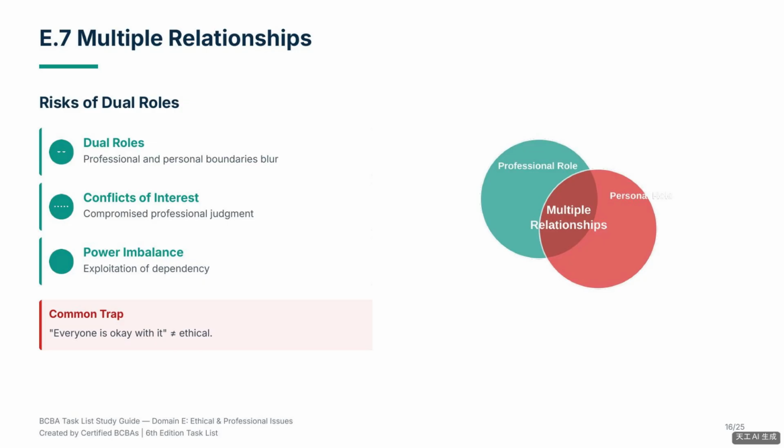Multiple relationships, also called dual relationships, happen when a BCBA has more than one type of relationship with a client, caregiver, or supervisee. For example, being both a therapist and a family friend, or a supervisor and a business partner, or a clinician and a babysitter. These situations are risky because they blur professional boundaries, create conflicts of interest, and introduce power imbalances. On the exam, if you see a situation where personal and professional roles overlap, that is an ethical red flag.